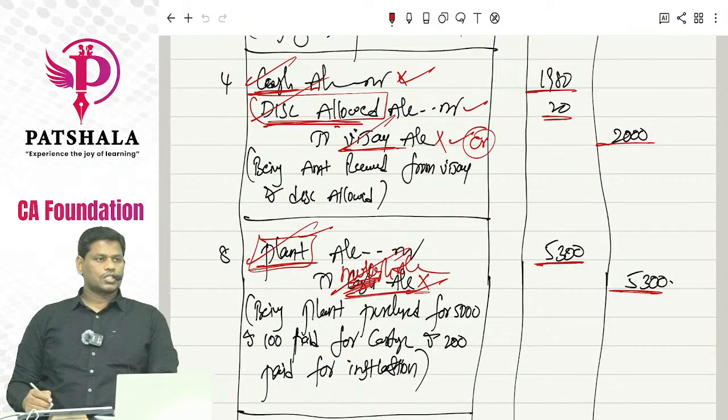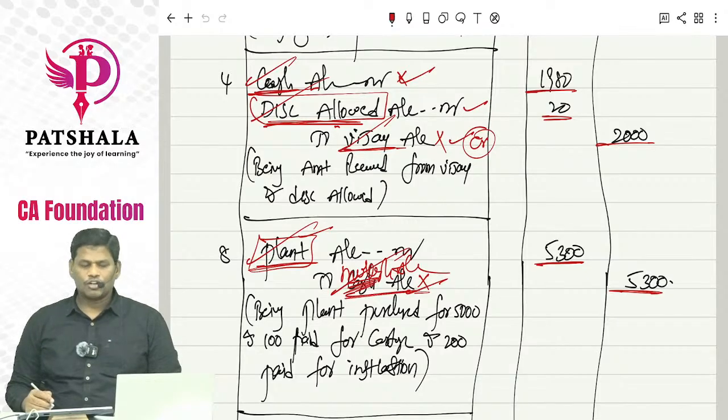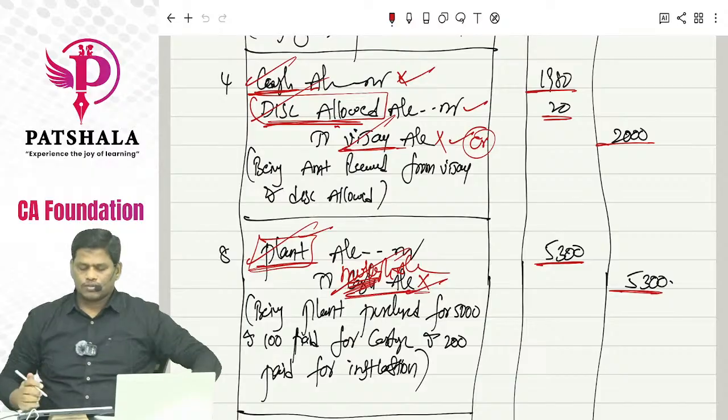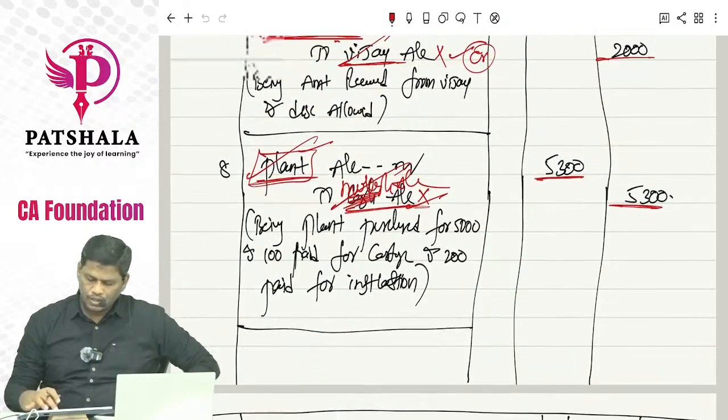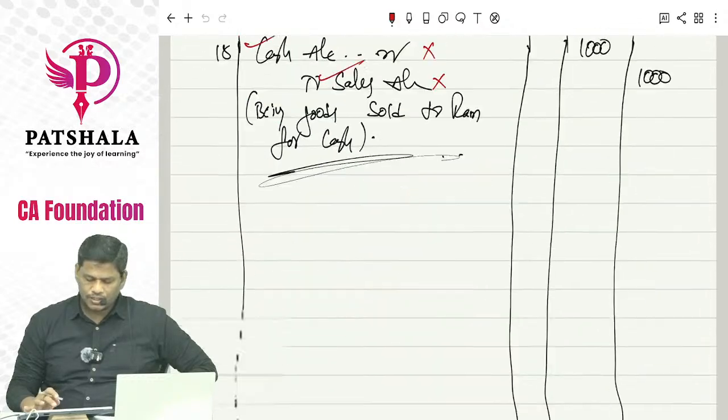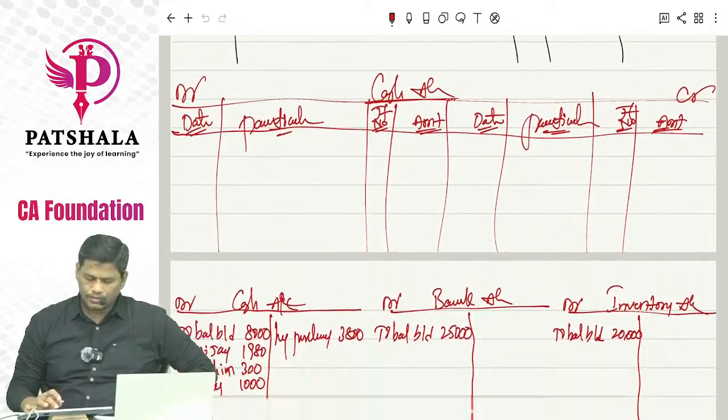Whatever it is, it's a credit transaction. Cash. Installation we might have paid by cash. Installation generally they pay in cash. So you can write that separately also. Installation to cash. Let's assume all credit.